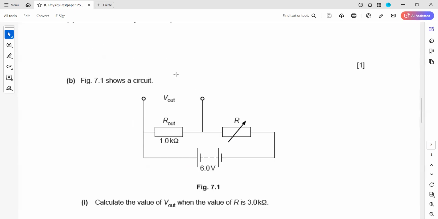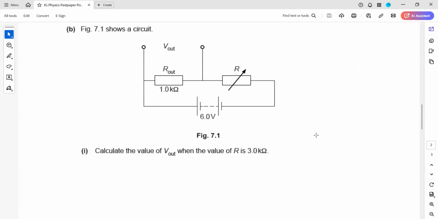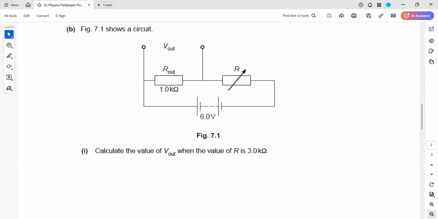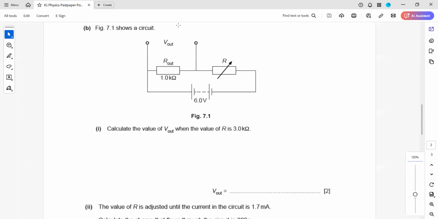Figure 7.1 shows a circuit. Calculate the value output. So we use a potential divider formula. What is the potential divider formula? If I need the voltage here, I'll use the resistance of that part, which is 1, because in a potential divider formula, it is the resistance of that part divided by the sum of the resistance. This is 3 kilo ohm.